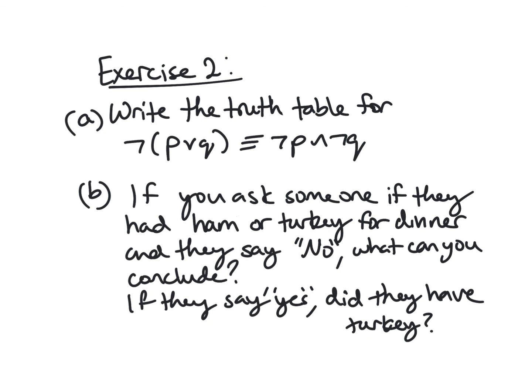And finally, for your second exercise, we're just going to look at DeMorgan's other law. I want you to write the truth table for the negation of P or Q and answer this real world question. If you ask someone if they had ham or turkey for dinner and they say no, what can you conclude from this statement? And if they say yes, can you conclude that they had turkey?